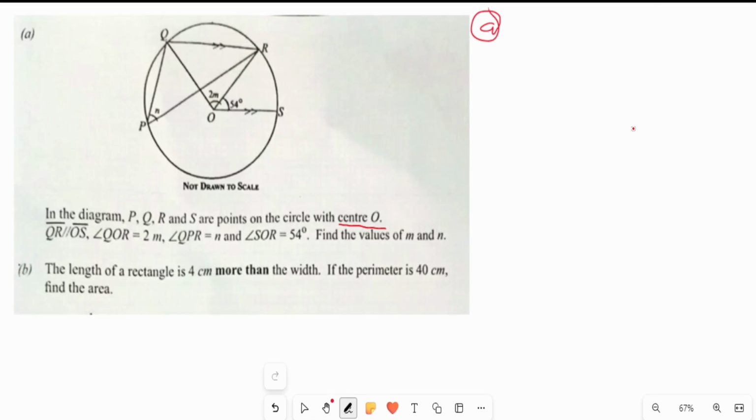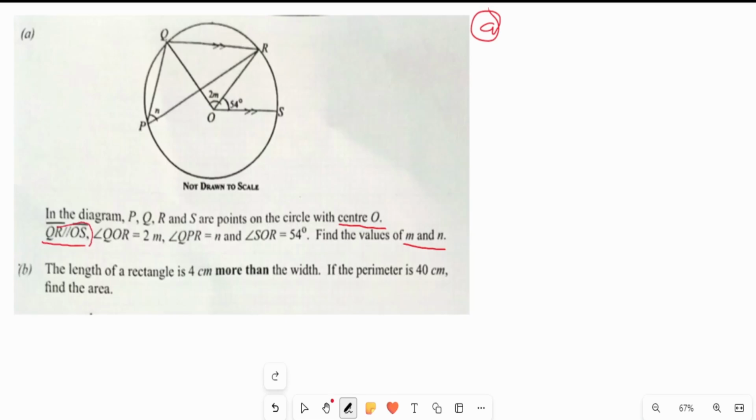And then also segment QR is parallel to OS. For the angles, I'm not going to underline them because they are right in the diagram. So we'll just use them. And then another important information is what we are solving for, the values of m and n. Let's get to the diagram now.